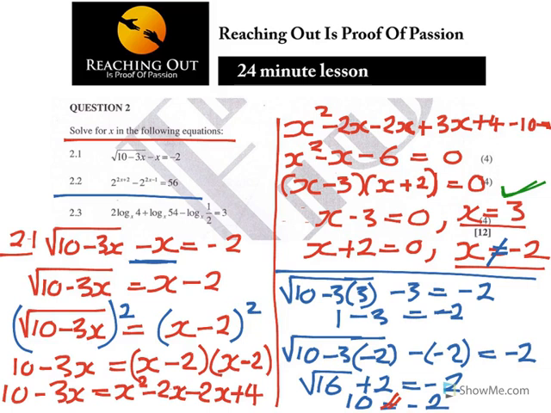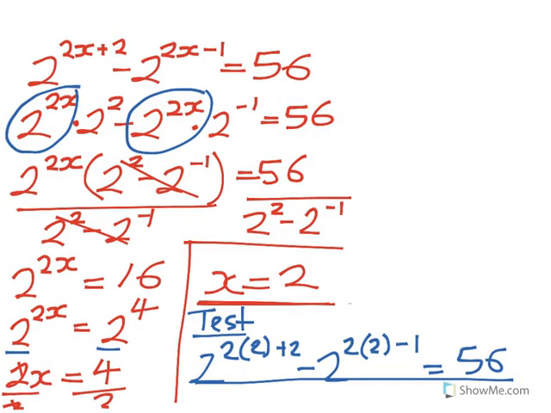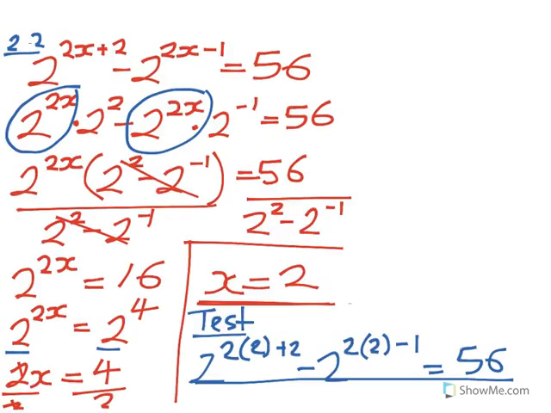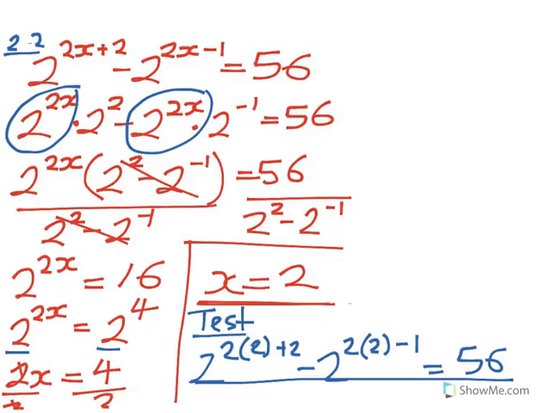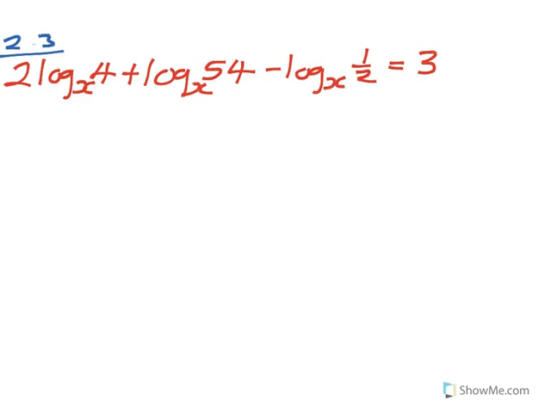Now, if you look at that, the next question, this was 2.2. Let's go to our 2.3. With question 2.3, it is centered on the logarithms. So I've copied again this question. It says 2 log base x of 4 plus log base x of 54 minus log base x of a half is equal to 3.